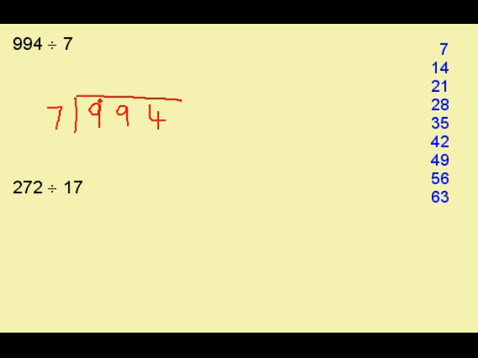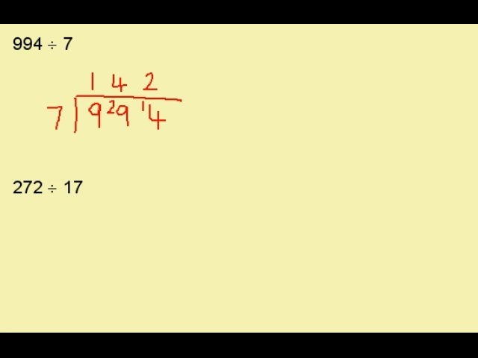7 into 9 goes once. 1 7 is 7, and if I take that away from the 9, it gives me a remainder of 2, which I put here. 7 into 29 goes 4 times. 4 7s are 28, and if I take that off the 29, I have a remainder of 1, which I put here. 7 into 14 goes twice, and there's no remainder. The answer to this question is 142.